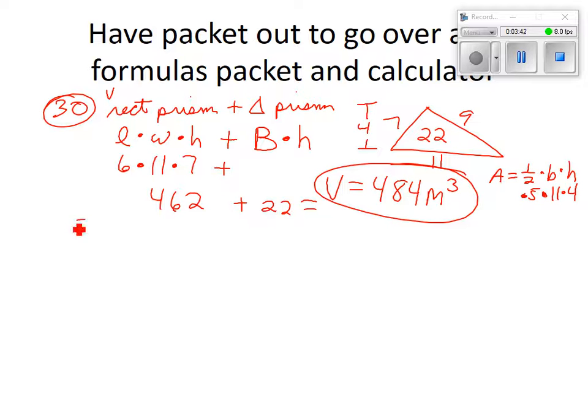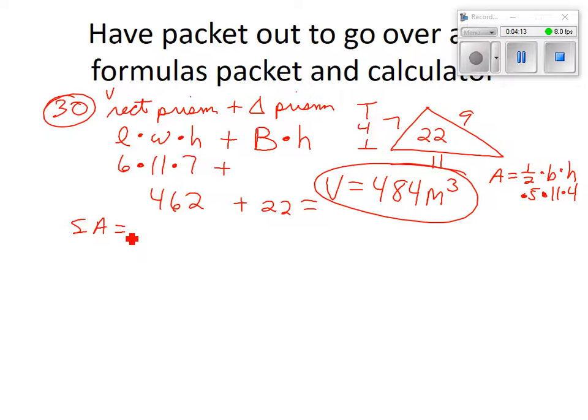Now for surface area. Surface area is a little tougher on this one. Anybody tell me why? The triangle, sort of. What part's not on the surface? The bottom of the triangular prism and the top of the rectangular prism. So we're going to have to get rid of that in both of them when we do surface area, because it's not a surface part. Just the stuff that you can touch on the outside is the surface.